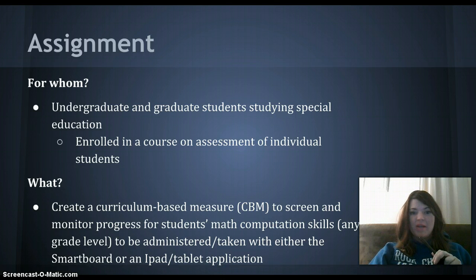If they're going into secondary, we can find math skills, kind of survey math skills from that level and embed them into the curriculum-based measure. And so this measure is to be administered with either a smart board, or there's a brand called Promethean board, I believe, but an interactive board or an iPad or tablet application, something that's interactive so that when the student is taking the curriculum-based assessment, they're not using paper pencil, they're using something more interactive.